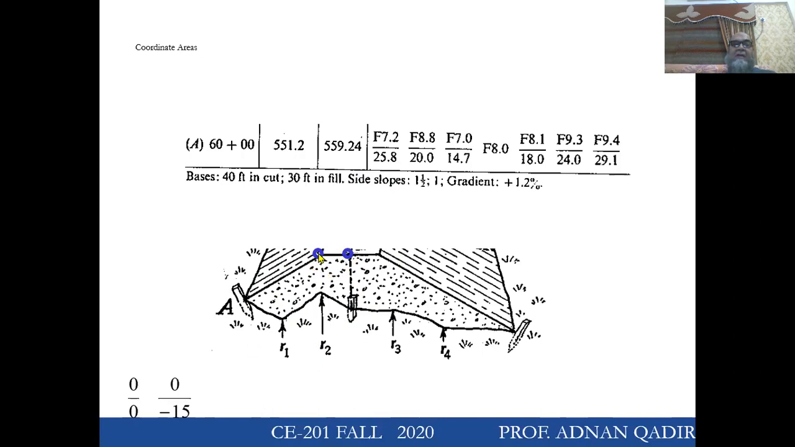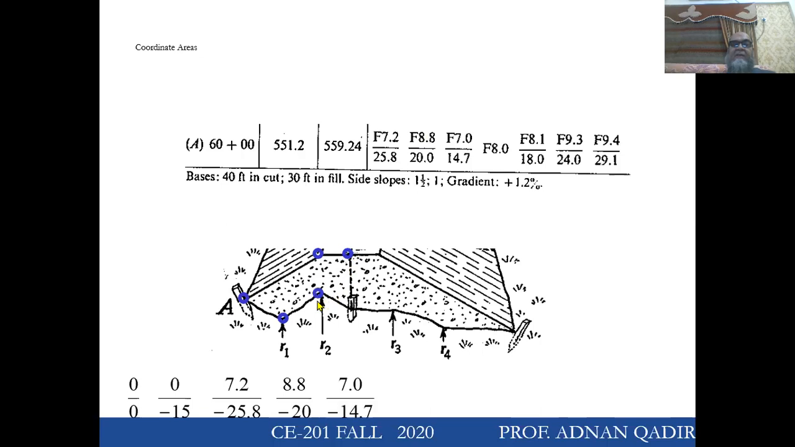Now here, the x coordinate is minus 15, y coordinate is 0. At this point, the x coordinate is 25.8, y coordinate is 7.2. This is fill, that's why it's positive. At this point, the x coordinate is minus 20 and the y coordinate is positive 8.8.